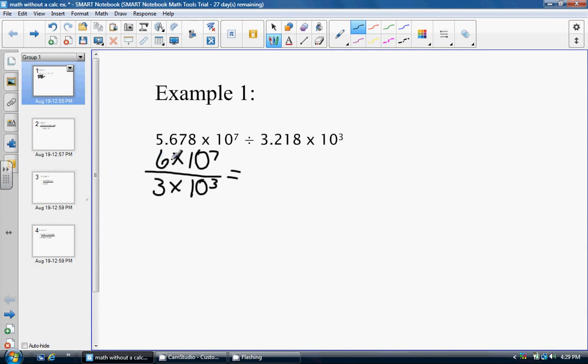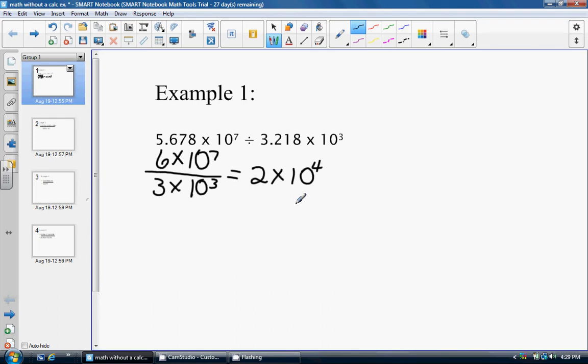In this case, I'm going to ignore the powers of 10 for now, and I have 6 divided by 3, which is easy. 6 divided by 3 is 2. I can do that without a calculator. Then I have my powers of 10 that I have to deal with. Since I'm dividing powers of 10, whenever I divide the powers of 10, I subtract the exponents. So 10 to the 7 divided by 10 to the 3 becomes 10 to the 7 minus 3, which is 4. And that's my answer.